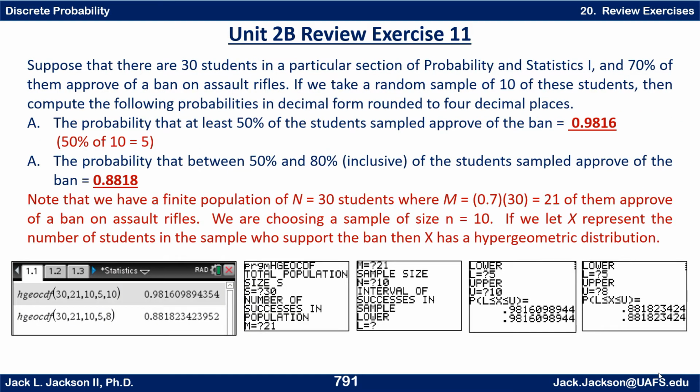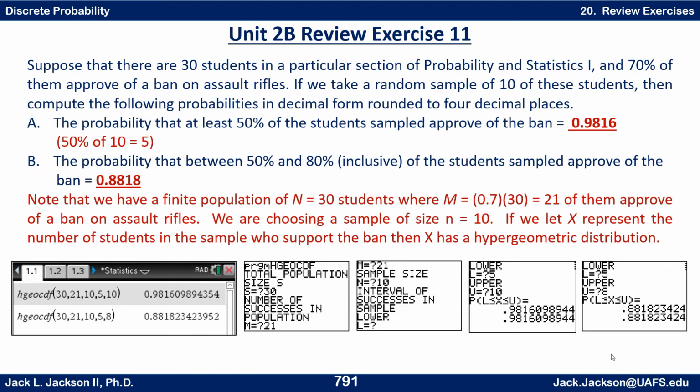Press pause now. All right, here's a solution. First of all, what kind of distribution is this? Well, we have a finite population of 30 students. We're going to choose a sample of 10 of them and count the number of successes, being the number that approve of the ban on assault rifles. So A is the probability that at least 50% of them approve of the ban. Well, this is a hypergeometric situation, right? We have a finite sample size. We're sampling without replacement. We are going to have 10 different students. We're not going to have the same student twice in this sample.